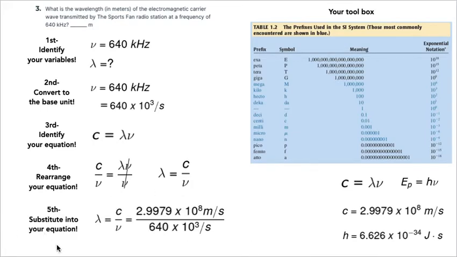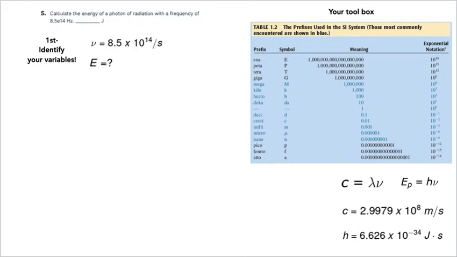If we now substitute in for these variables, of course this c is a constant, it is not a variable, but we substitute in for nu, the variable. So c is 2.9979 times 10 to the 8th meters per second, and nu is 640 times 10 to the third per second. If we place this into our calculator, we can simplify, and we get 4.7 times 10 to the first meters.